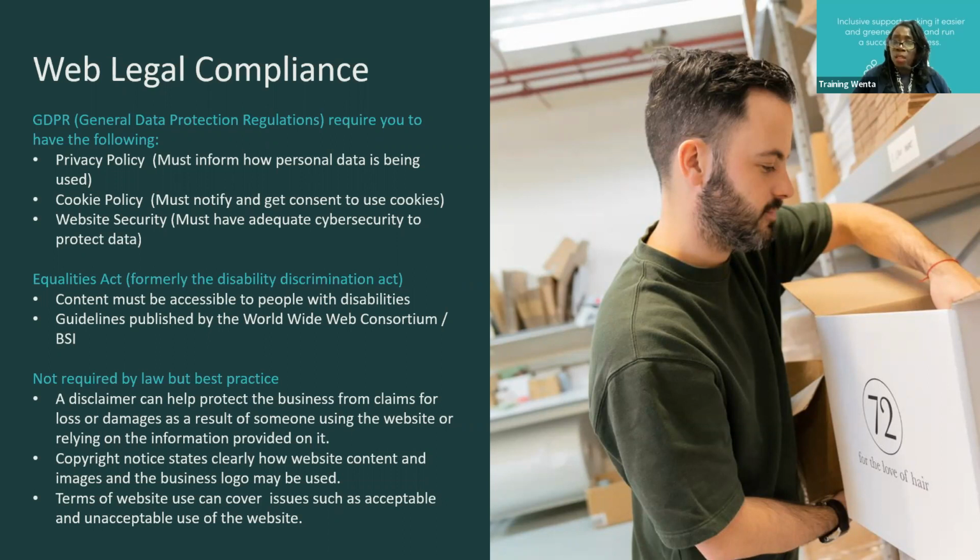If you are a registered company, you can also put your company's registration number at the very, very bottom of your website, so people can see that you are a legitimate registered limited company. So there's lots of things that you can do to make sure that you are compliant.